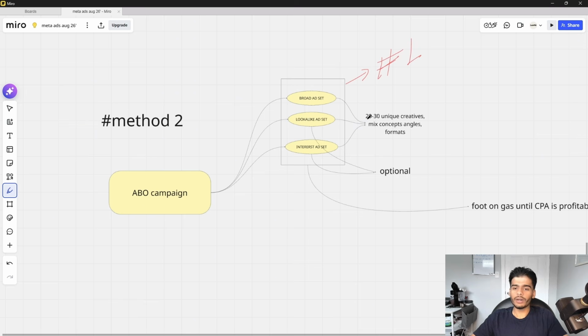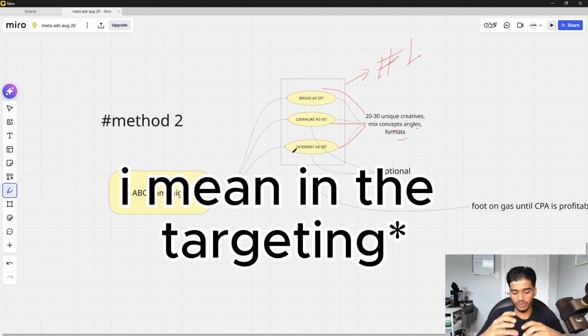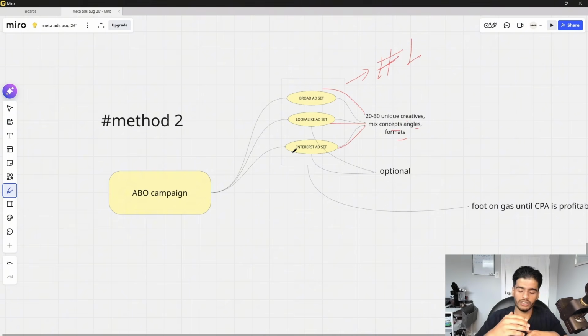You are gonna have 20 to 30 unique creatives, mix concepts, angles, formats within this ad set, and throw everything into a broad ad set, and throw the same 30 ads into a lookalike, and throw the same 30 creatives into an interest stack. And what interest stack means is the interest of your customer. Stack all of them, 10, 20, 30, doesn't matter, and put that in there. Most of your budget is gonna go towards the broad ad set, and 30% of your budget should go towards the interest and lookalike.